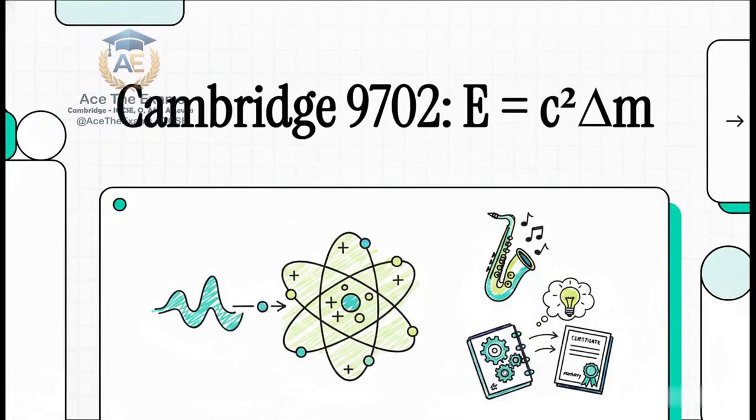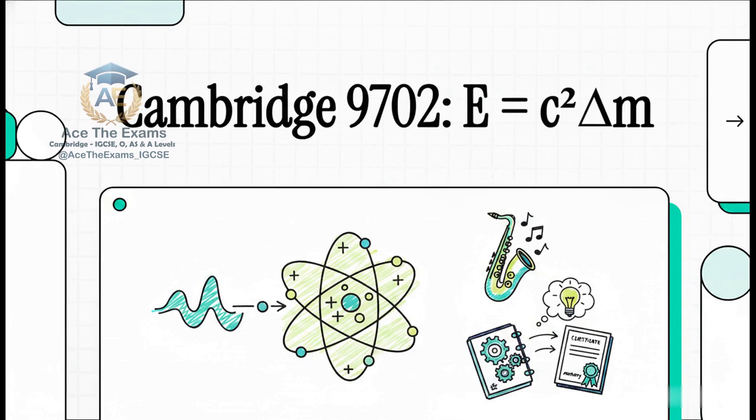The principal examiner reports state very clearly, and quite sternly I might add, that calculating energy released using E equals c squared delta m is consistently one of the most misunderstood areas in the entire physics syllabus. It's a place where top students suddenly stumble. But we are going to fix that right now.